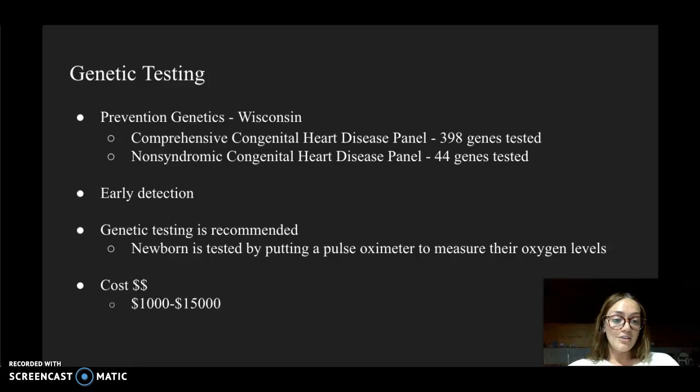There is a genetic company in Wisconsin called Prevention Genetics that does offer two different congenital heart disease panels. There's the comprehensive and the non-syndromic. They test obviously a different amount of genes. The Notch gene is included in them along with the other genes that I listed at the beginning of this presentation. Now, early detection to help these infants is really important.